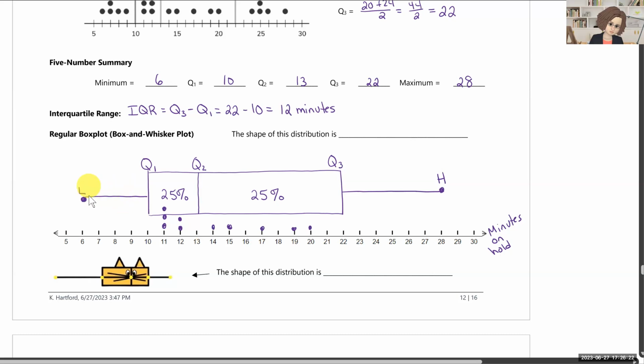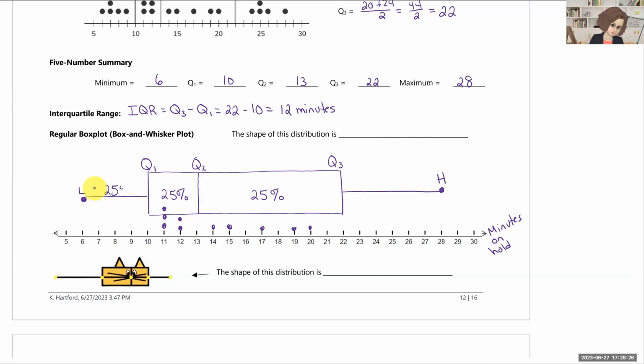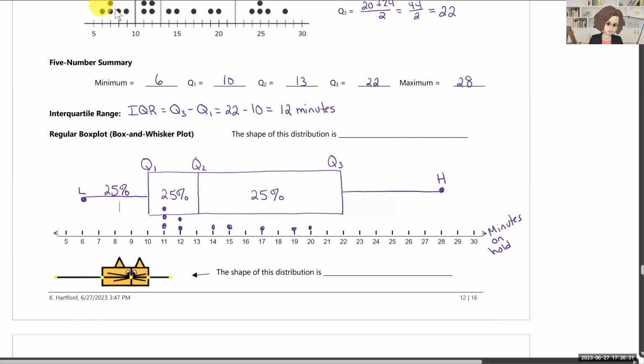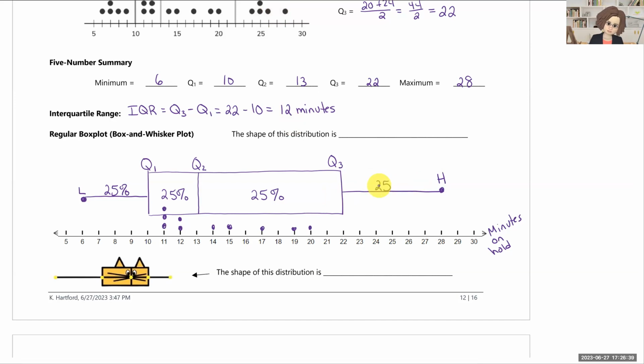So down here, this would also be 25% of our customers. I'm not going to continue to draw the dots here, but those will be those 5 dots. And then up here, those remaining 5 would make up the remaining 25% of our data.